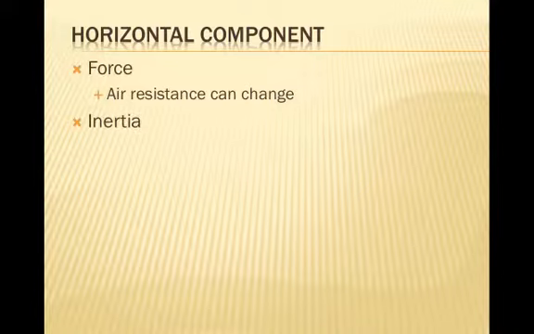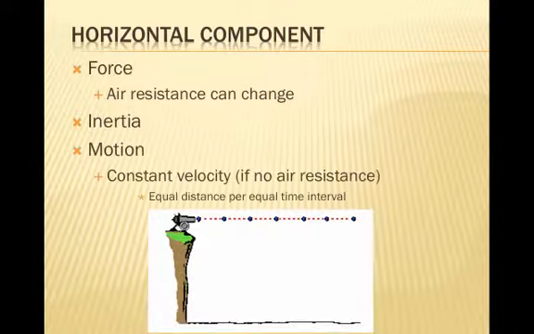So it continues to move because of inertia. Inertia is like its own desire to keep moving. Once it's in motion, it resists the change of motion. So since it's moving, it just wants to keep moving at that speed. And so it will. It will keep moving at that speed at constant velocity because there's no force causing it to speed up or slow down.